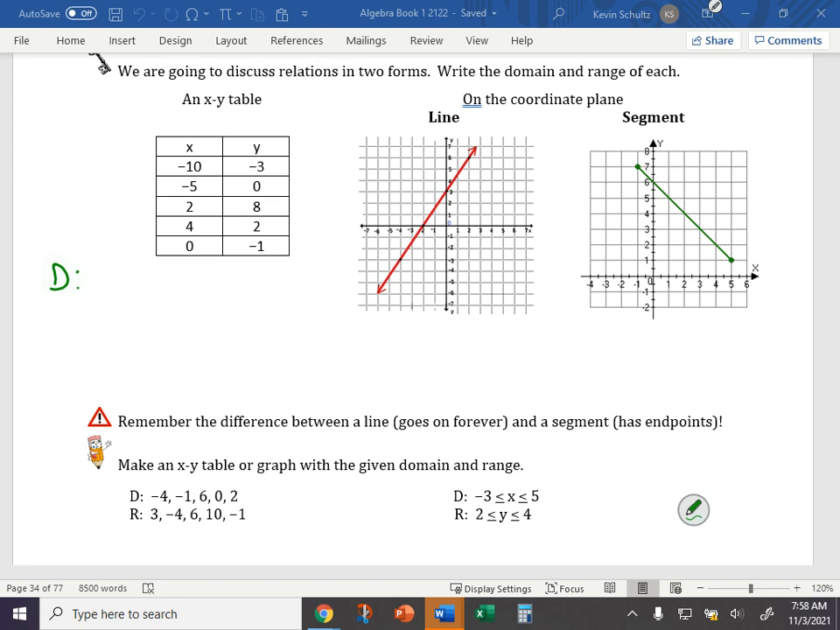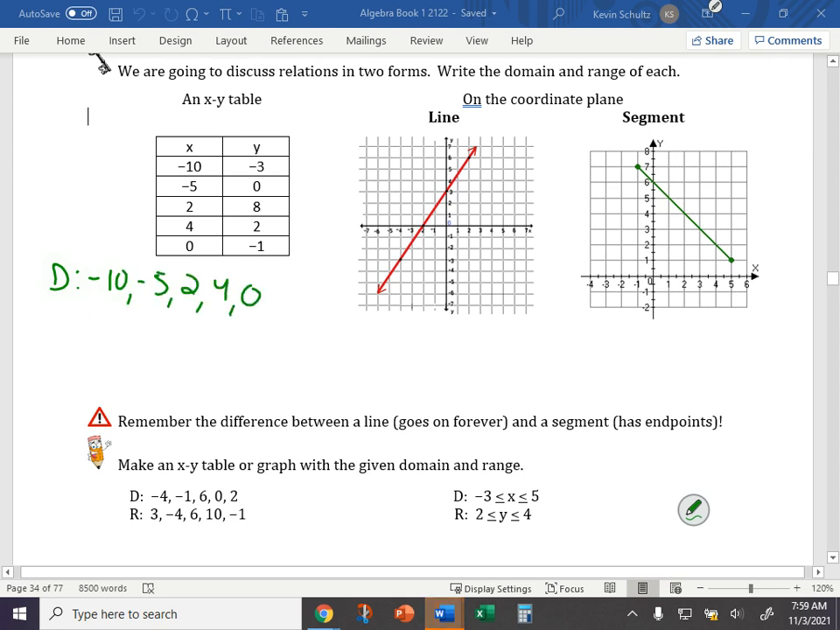What X values are included in that function table, Max? -10, -5, 2, 4, 0. Right? They're just listed right there for you. What X values? What is the domain of this table? Well, since the domain is the X values, they're just listed there. Okay? How about the range? Where's the range? Kylie?